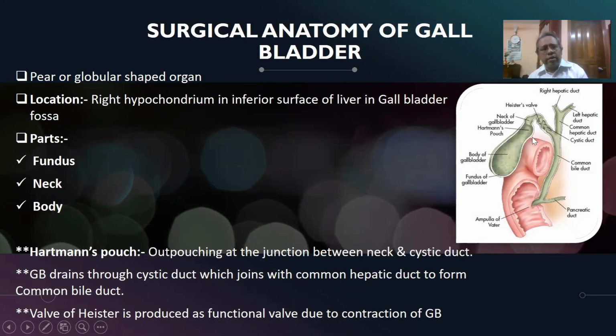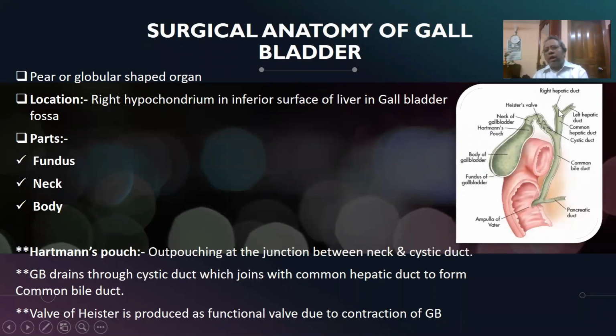And a very important thing is, in the neck there is an outpouching of the gallbladder, which is called Hartmann's pouch. It means an outpouching at the junction between the neck and the cystic duct. And the gallbladder drains through the cystic duct, which joins with the common hepatic duct to form the common bile duct. This is the cystic duct, and this is the common hepatic duct. Meeting together, they form a single duct called the common bile duct.